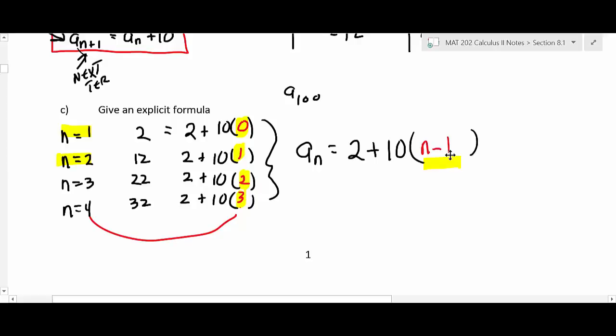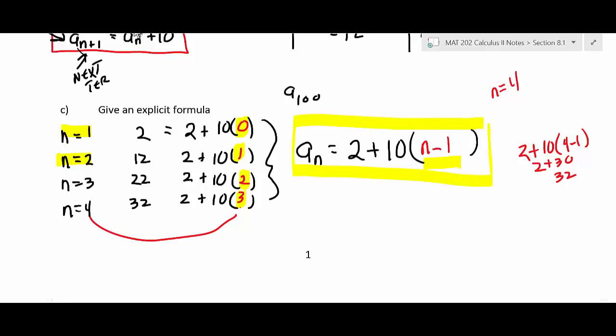Now, once you get a formula put together, you got to convince yourself that it's right. So the idea would be, if n was equal to 4, well, what would you have? You'd have 2 plus 10 times 4 minus 1, so that would be 2 plus 30, so that'd be 32, right? And that's what we're supposed to get, okay? So that would be how you could write the formula. So you could write your formula like this.